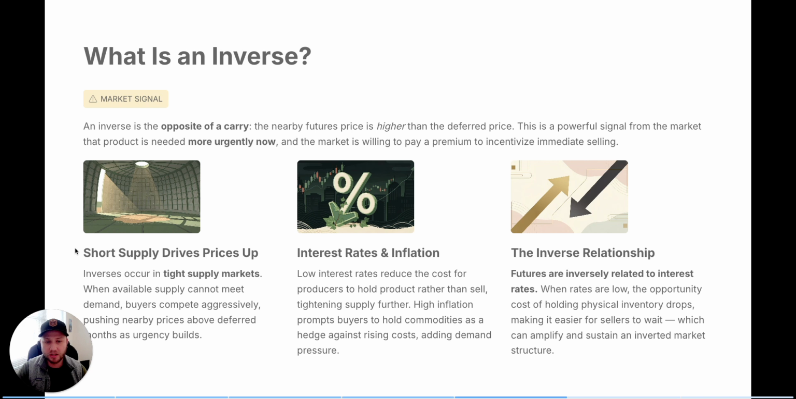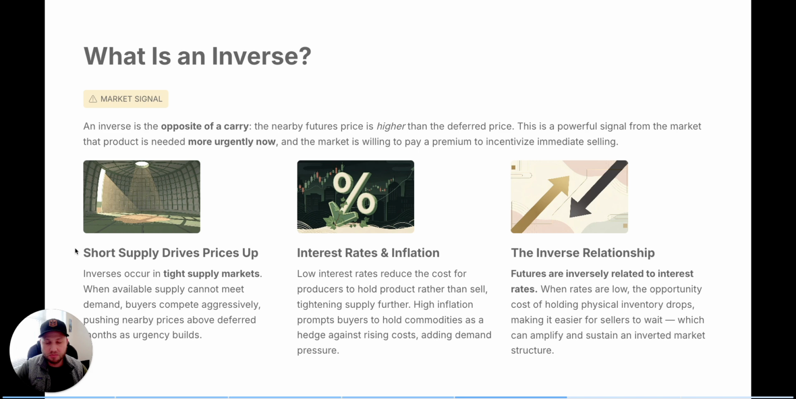So if you think about it, a short supply would drive prices up, right? So inverses occur in a tight supply market. When the supply is not able to meet the demand, buyers will end up competing aggressively to get the ownership that they can. And that's pushing nearby prices up above the deferred months as that urgency builds and they need to cover more in the nearby to continue their operations.